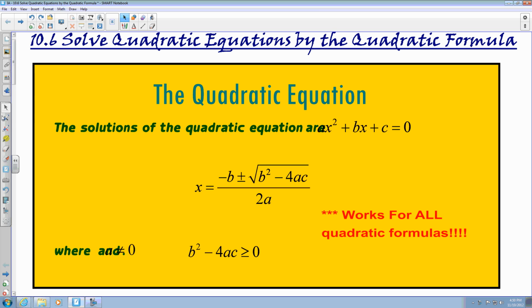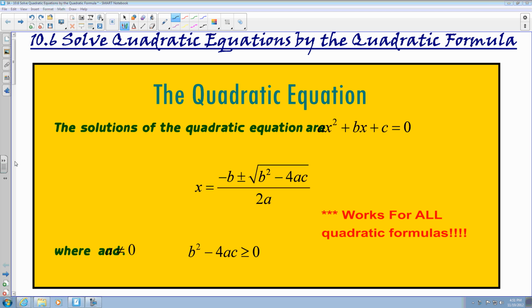So today we're concentrating on section 10.6. We are solving quadratic equations by using the quadratic formula. Now, up till now, we've used several different methods in order to solve quadratics.